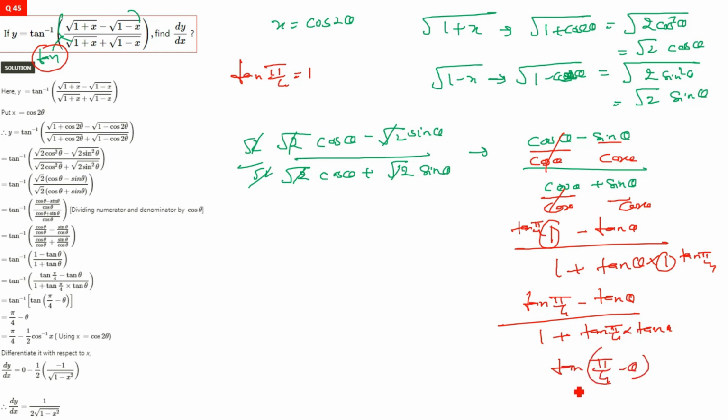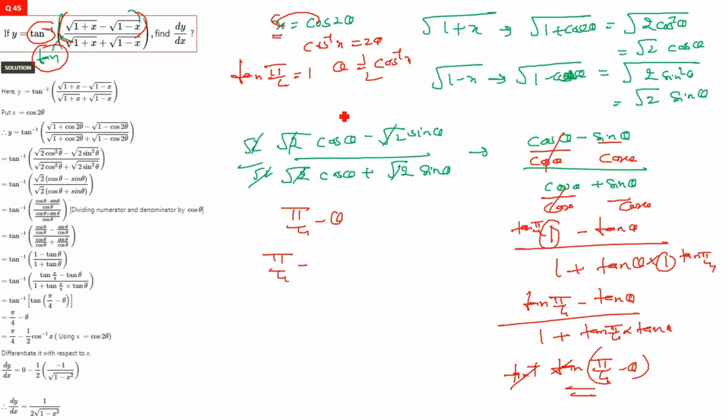Now we have come to tan. We started with this inside thing and we wanted some tan thing to come, and tan inverse is outside. So now we will cancel this tan and tan inverse. And you'll see this pi by 4 minus theta is what we have to differentiate. What is theta here? Cos inverse x is twice theta, so theta will be half of cos inverse x. So essentially we have to differentiate pi by 4 minus half of cos inverse x, because x was cos 2 theta, which we placed initially.